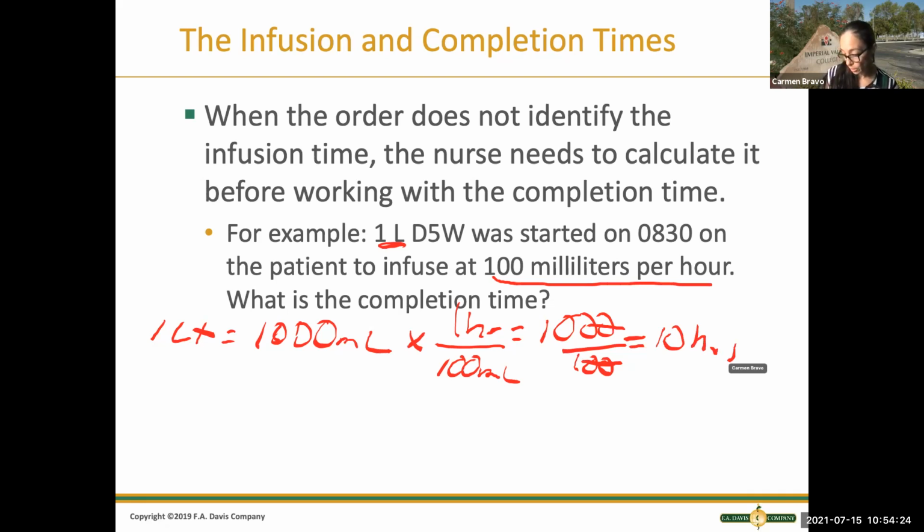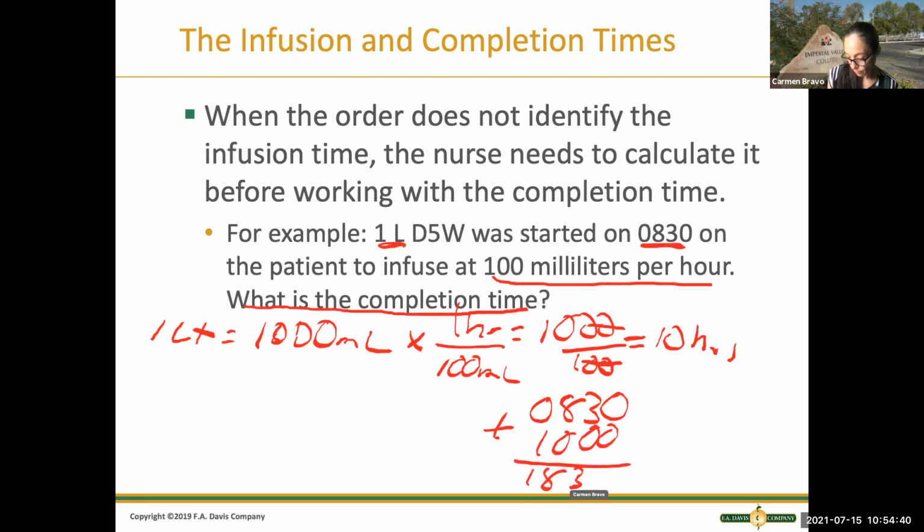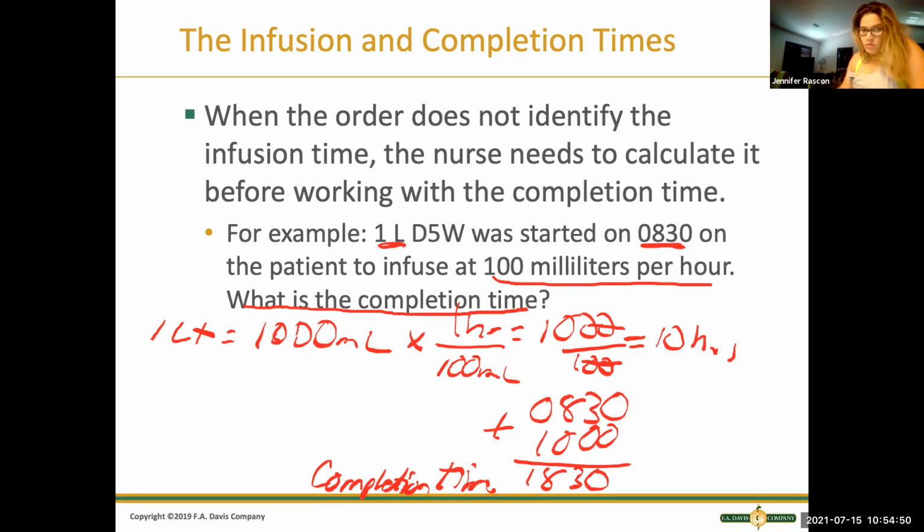So what I have to do now is add up the start time. My question is, what is the completion time? My start time was at 8:30. So now I have to add the 10 hours. That gives me 18:30 for my completion time. Right? So what is 18:30? What time of the day is that? 13, 14, 15, 16... 6:30. Yeah, 6:30, my bad.